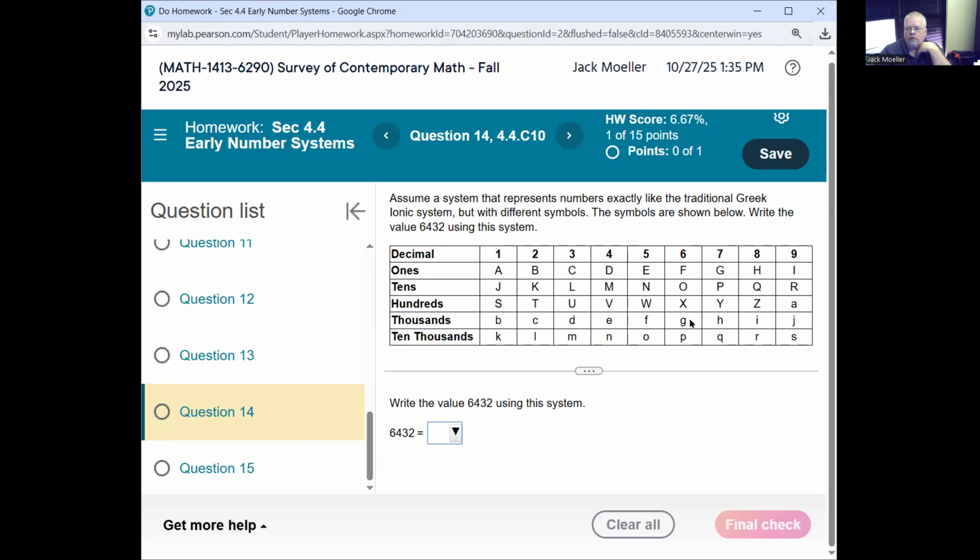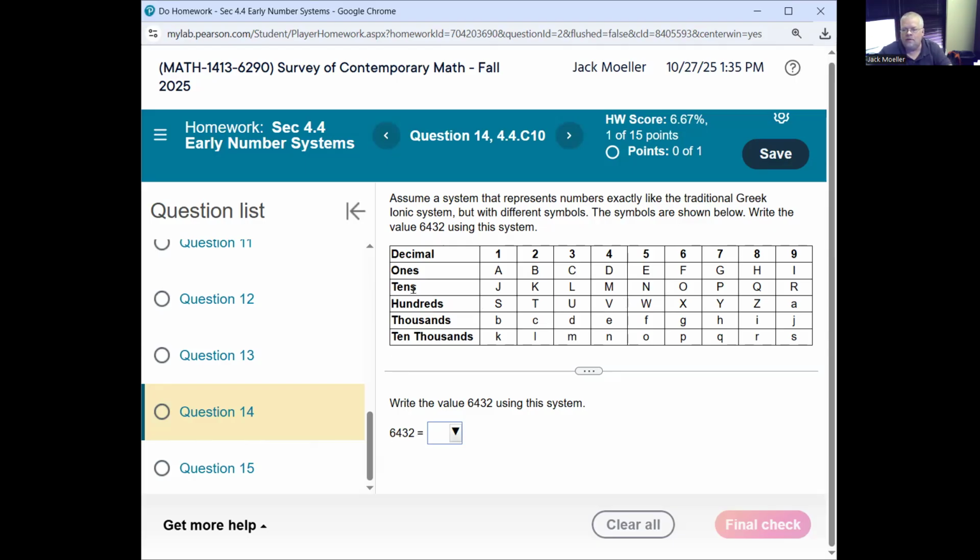Now we need a 400, so we go to the hundreds row, and we need a 4. That would be capital V. So lowercase, uppercase definitely matters. Notice here that they're not using Greek symbols. I think this is a modernization of the Greek Ionic system, just to make it easier for us in modern times to use. That way you don't have to know Greek to be able to translate it.